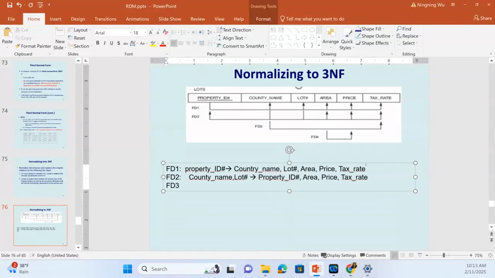And FD3 indicates county name. My screen display, the response time is pretty slow. So county name determines tax rate, and FD4 shows area determines price. Okay, so you may ask, how can I interpret those kinds of notations?